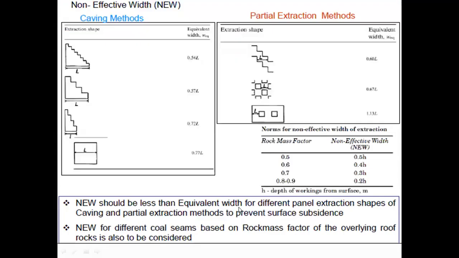Okay, so let's see here. This is in case of non-effective width. Basically, how exactly the width changes. Okay, if this is the width, how much would be the subsidence? This one. This is in case of diagonal, how exactly the width decreases. So this is in case of non-effective width.